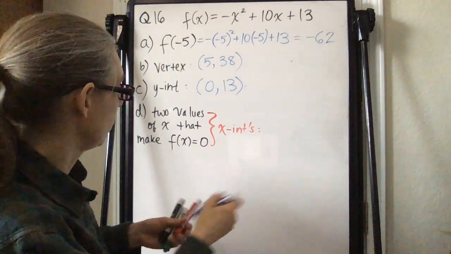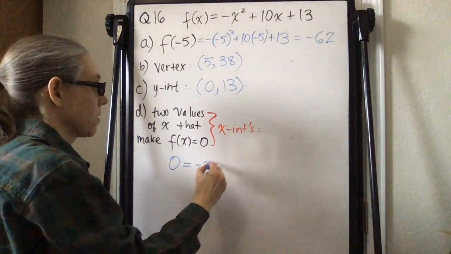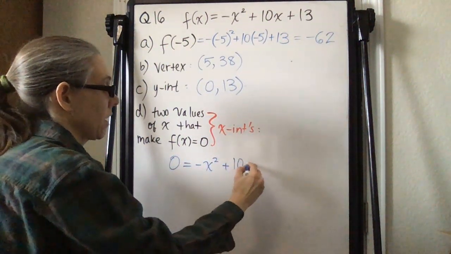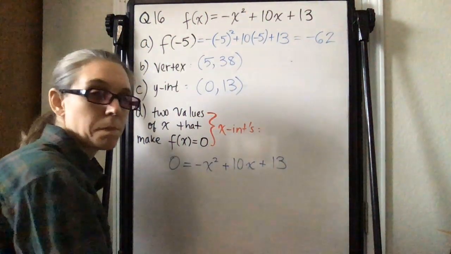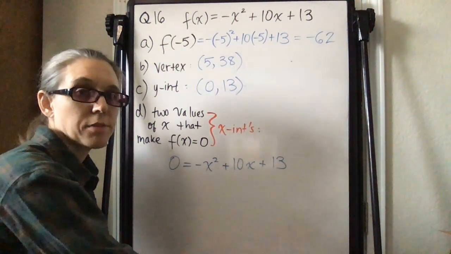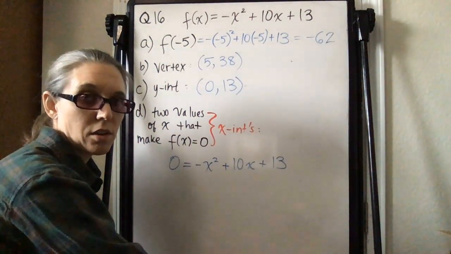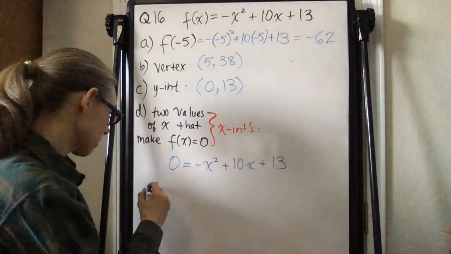So we plug in 0 for f of x. So 0 is equal to negative x squared plus 10x plus 13. This will not factor. So we either have to use completing the square or quadratic formula. I think in this case I'll go ahead and just use quadratic formula.